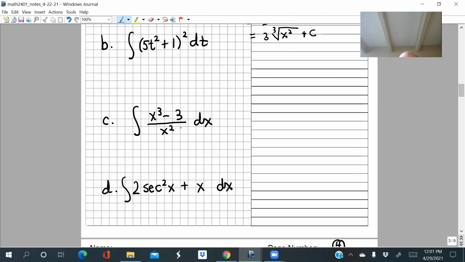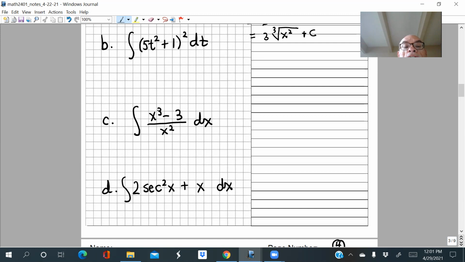So I claim I can do this integration without using substitution. This is not an integration by substitution problem, but it looks really hard, okay? Because I have this fraction here, right? x cubed minus 3 over x squared. And that's not just a power of x. You know, x cubed is just a power of x, right? But that is not, because it's got an x squared here in the denominator. So that looks like, not sure what to do with that, right?